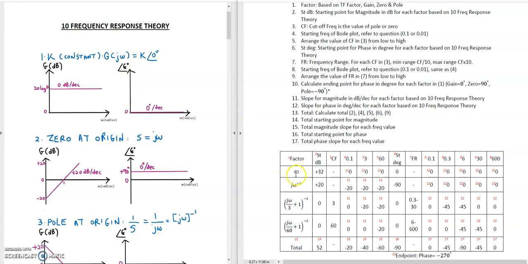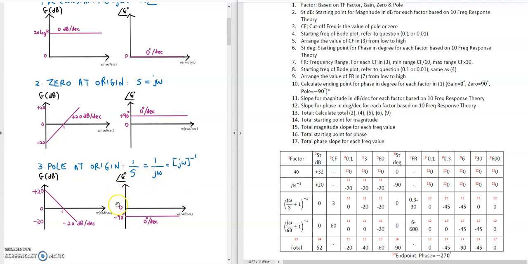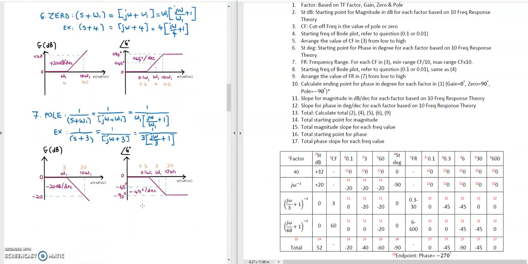For factor number 1, which is the constant, based on theory number 1, the starting point is 0 degree, so you write it as 0. The second factor is the pole at origin. The starting point is negative 90 degree, so you fill in negative 90 degree here. The third and fourth factors are poles. Based on theory number 7, for phase, the starting point is 0, so you put 0 degree. The total starting point is negative 90 degree, meaning that your phase plot must start at negative 90 degree.